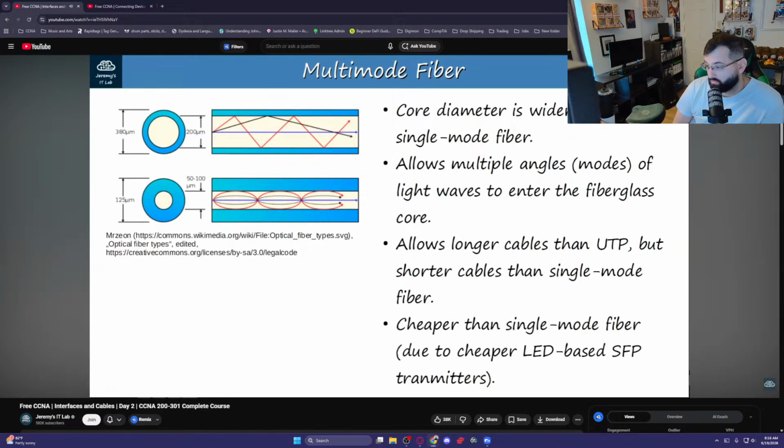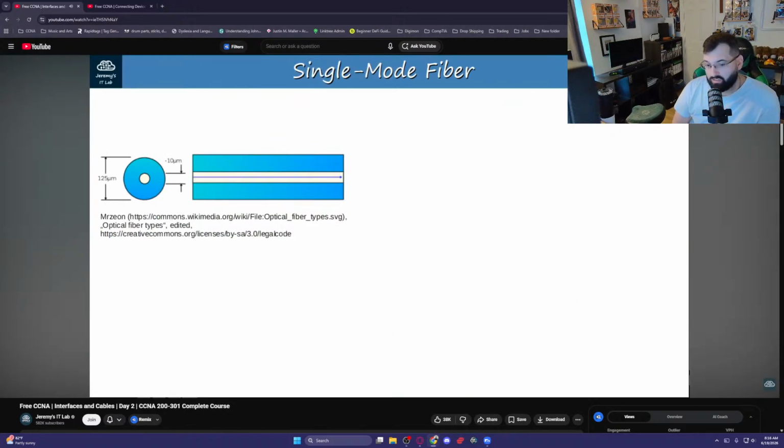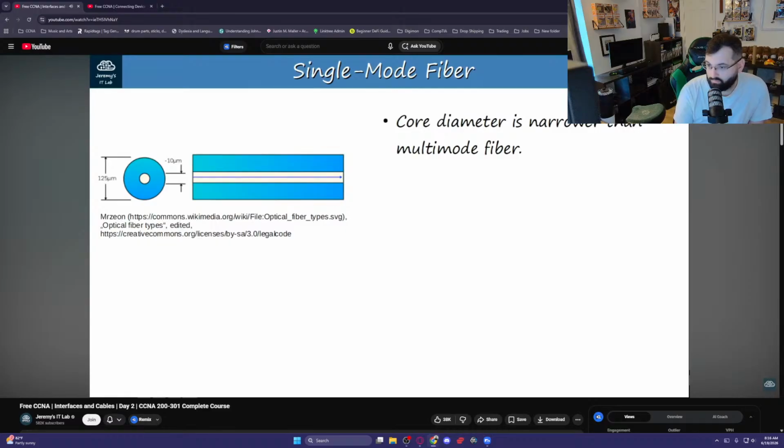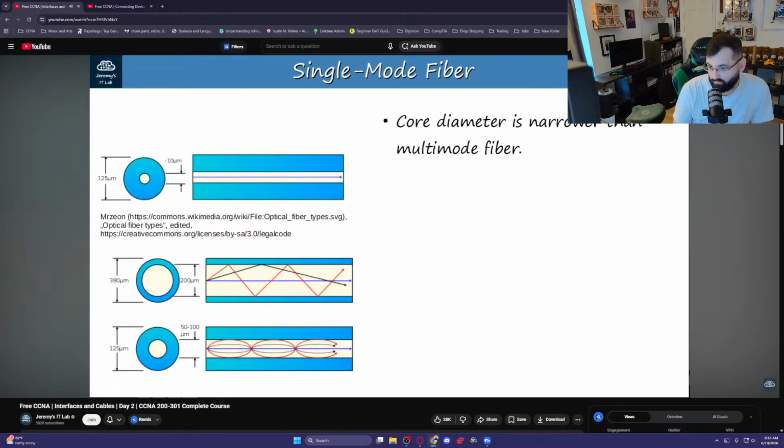Multi-mode fiber cables are cheaper than single-mode fiber, and this is because they use cheaper transmitters, which are often LED-based. This is an example of a single-mode fiber cable. Fiber's expensive. Again, the center represents the fiberglass core, and the blue represents the reflective cladding. The core diameter of a single-mode fiber cable is narrower than a multi-mode fiber, meaning the glass fiber is thinner. You can notice this in the diagram here, compared to the multi-mode fiber diagrams.